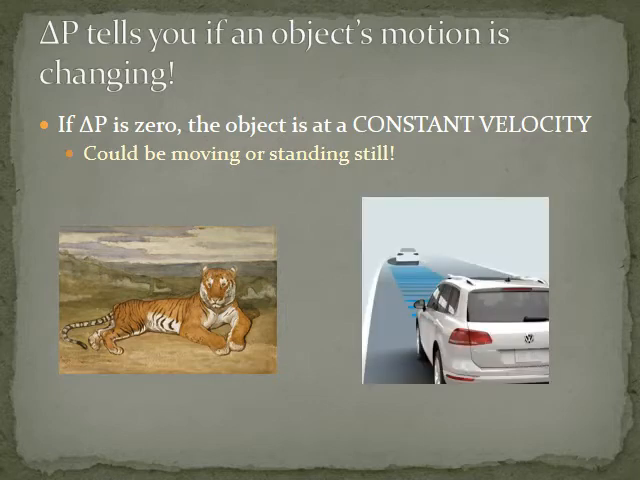But take a different object like a car moving on the highway. That car might have 100 kilogram-meters per second of momentum, but if it's at a constant speed, 5 minutes later it still has 100 kilogram-meters per second of momentum. That means the DeltaP for the car is also 0. So it doesn't have to be a resting object, it just has to be moving at a constant velocity to have a DeltaP of 0.